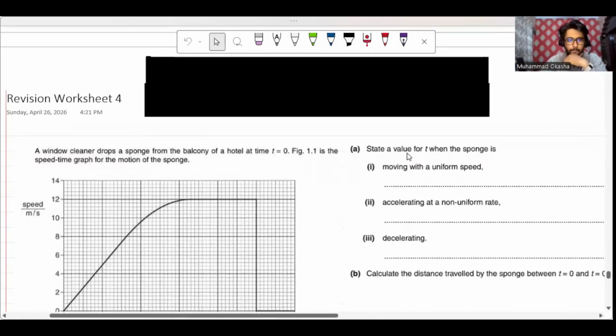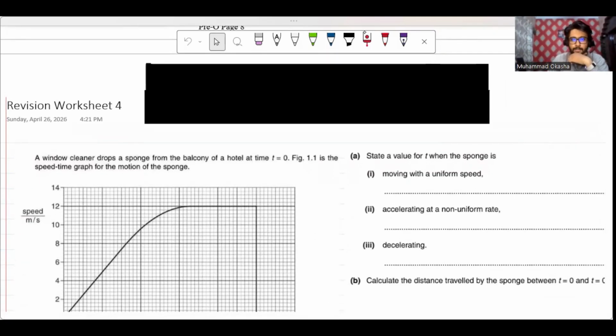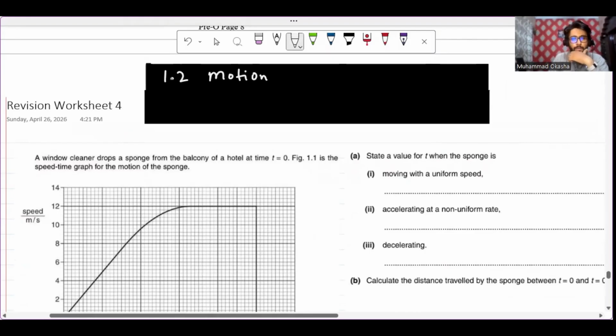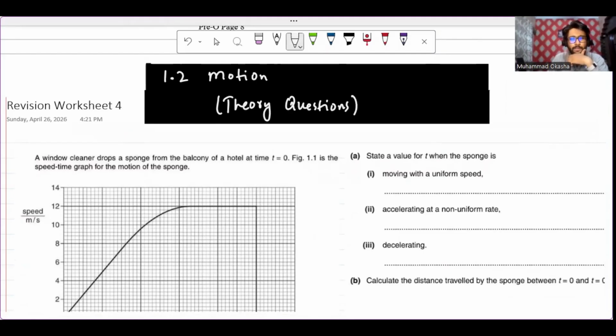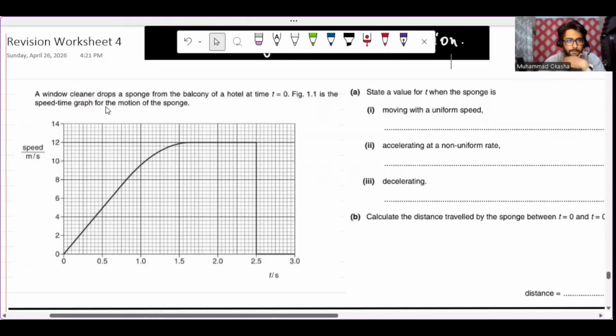Okay, we move on to worksheet number 4, and this one is about topic 1.2, motion. In this, we'll be doing theory questions mostly related to graphs of motion. So, interpreting and solving the graphs of motion. Take a look at the first graph.